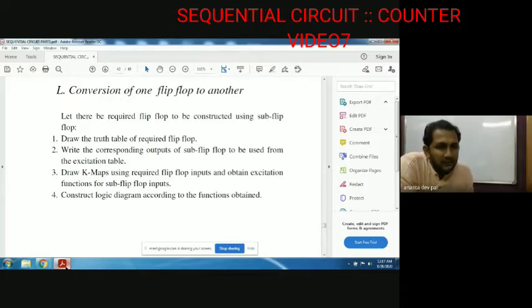There are four steps. First, we have to draw the truth table of the required flip-flop, then the corresponding output of the sub flip-flop to be used from the excitation table, draw the K map, and finally you have to draw the logic diagram. Let us consider the example.